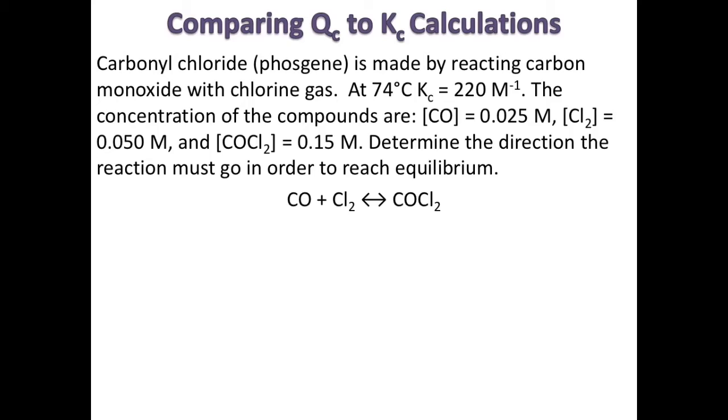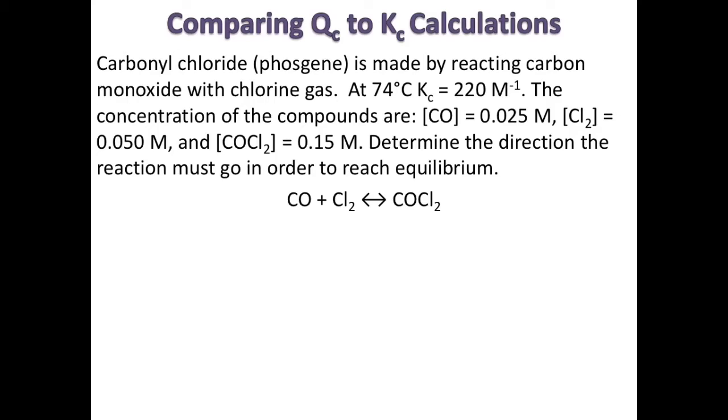Here we have a reaction. Carbonyl chloride, also known as phosgene, is made by reacting carbon monoxide with chlorine gas. At 74 degrees Celsius, the equilibrium constant is 220 per molar. The concentrations of the compounds are as follows: carbon monoxide, 0.25 molar, chlorine, 0.050 molar, and carbonyl chloride, 0.15 molar. Determine the direction the reaction must go in order to reach equilibrium.